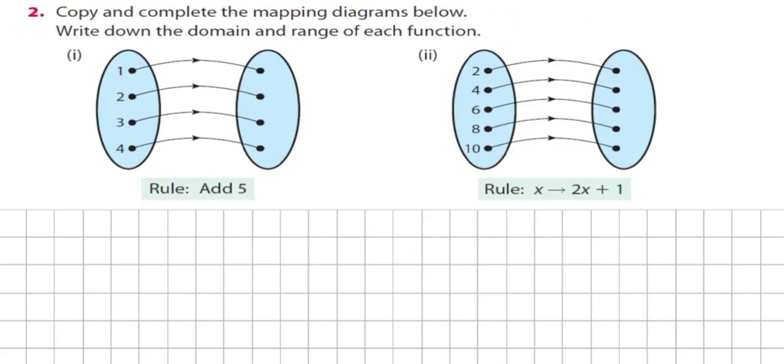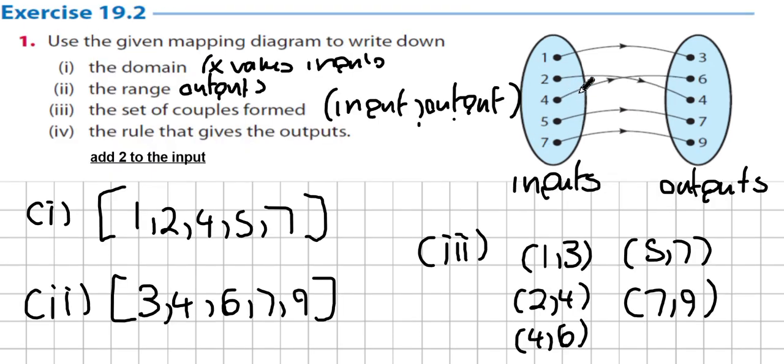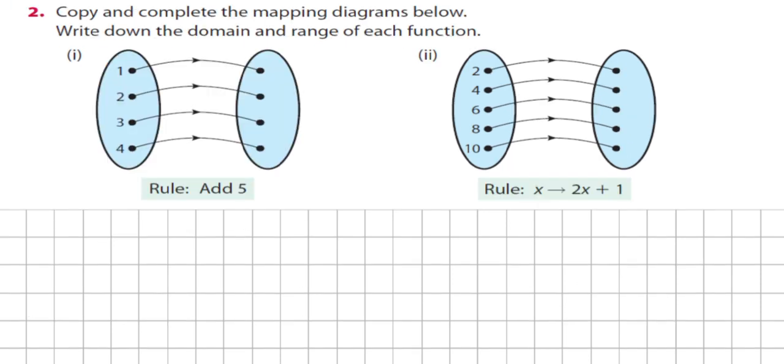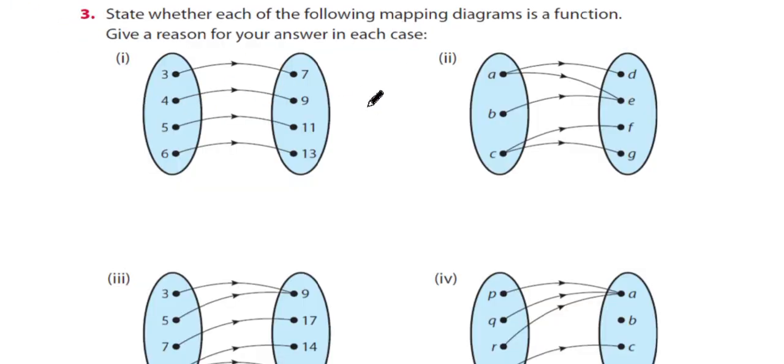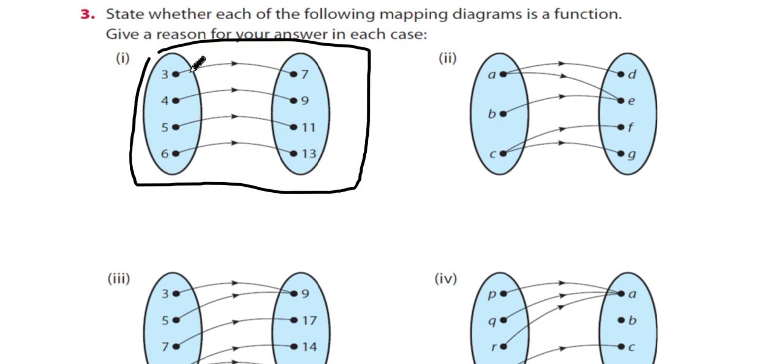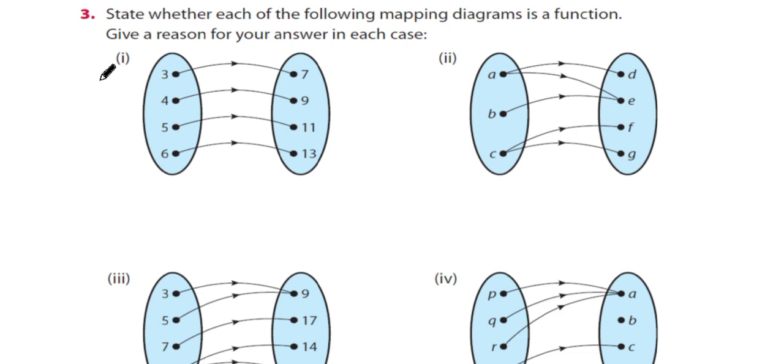For functions, every input has to have an output. But if I put an output of 12 here, not every output needs to have an input. Is that right? So when you go to this diagram here on question 3, is this a function? Yes or no? Why is it a function? Every input has an output.